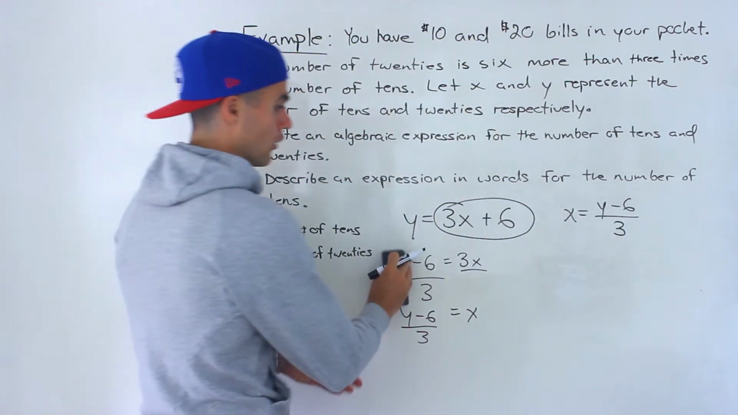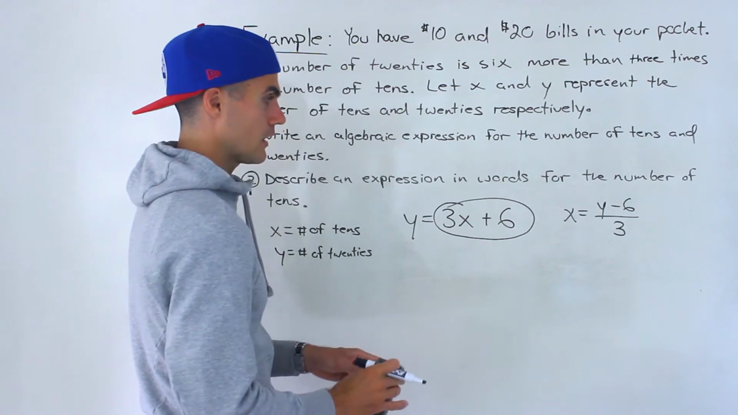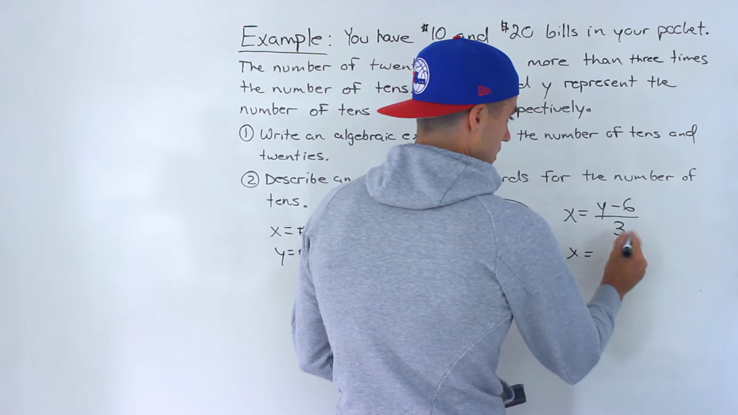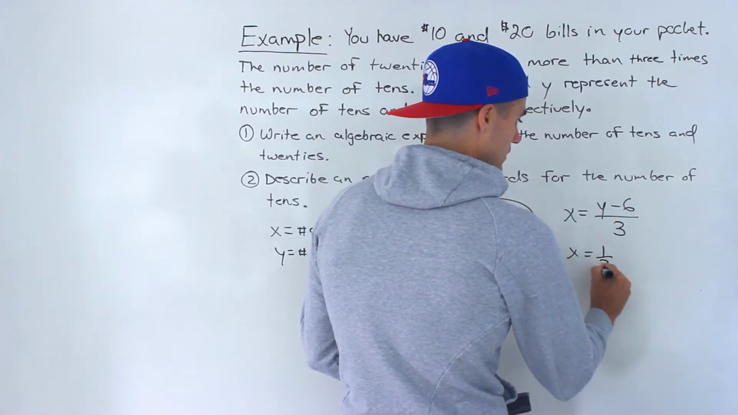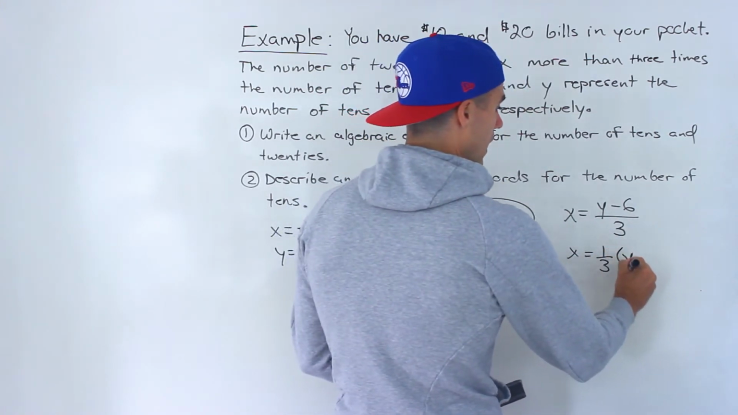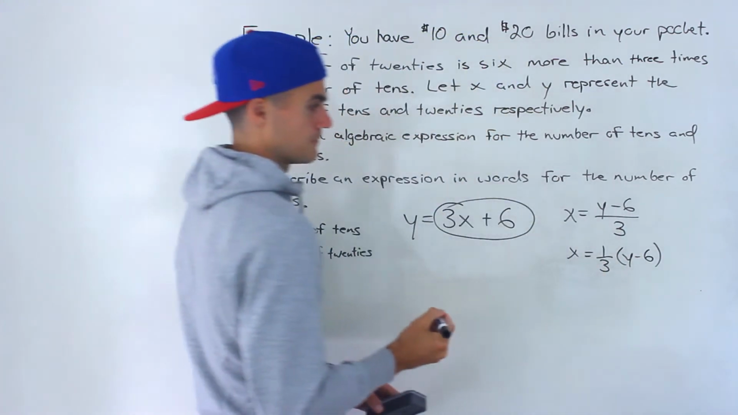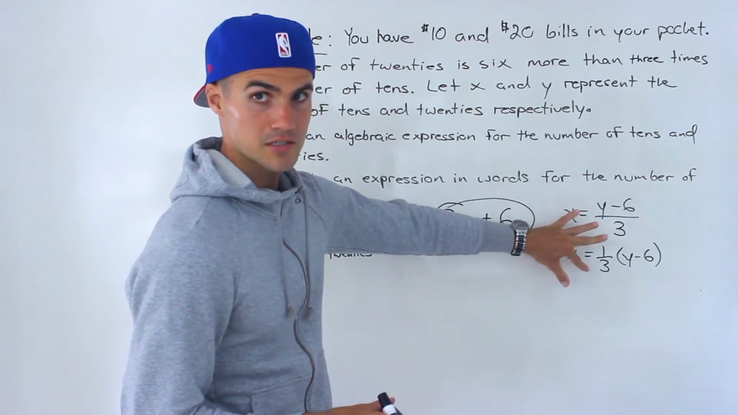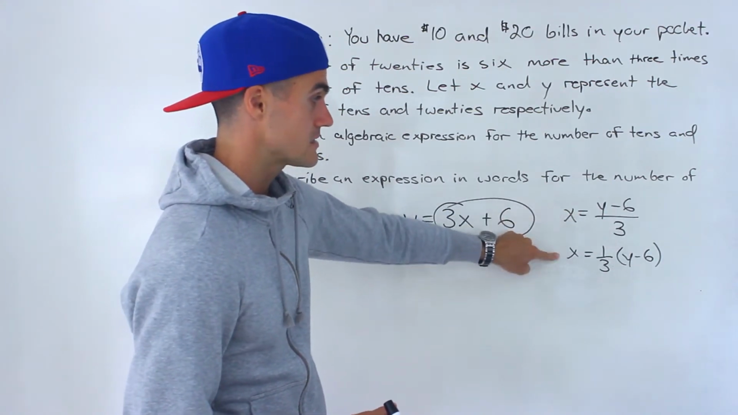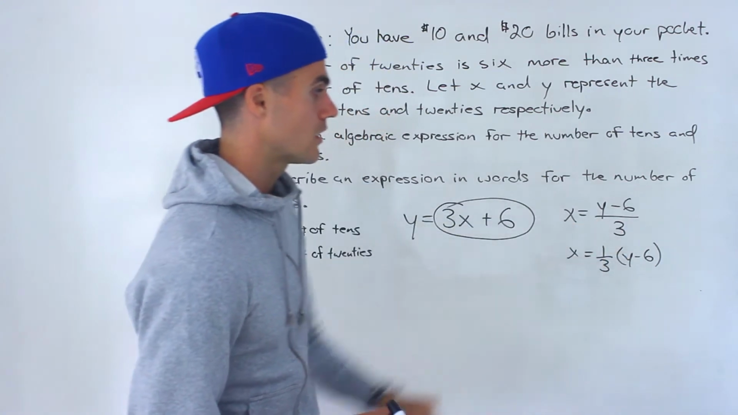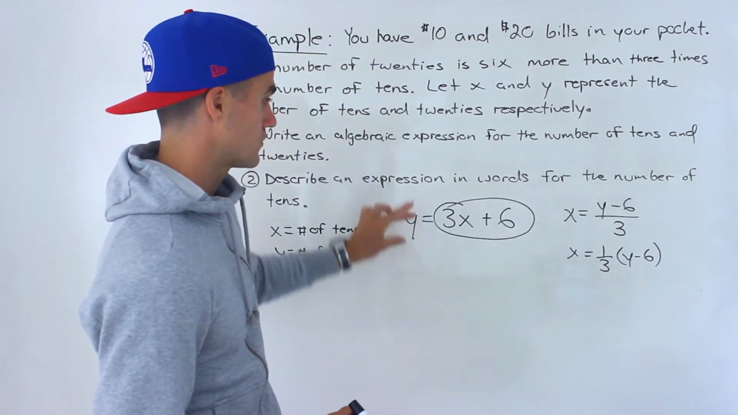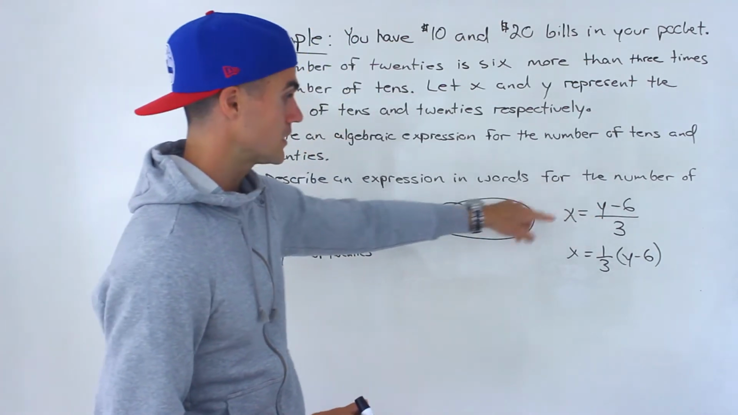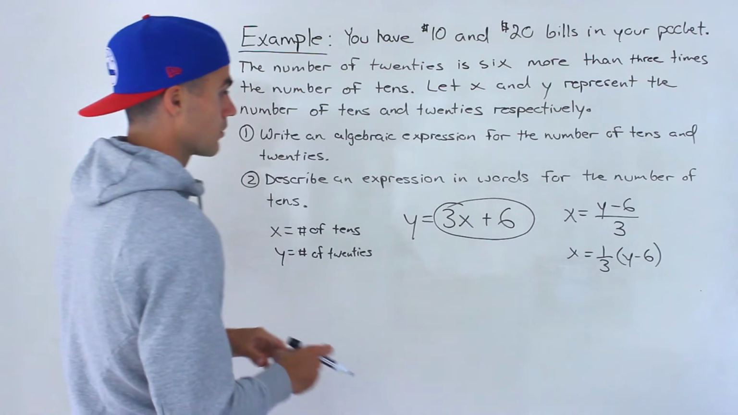Another way to show this, and it's actually going to help with number 2, is you could take this 3, put it on the outside, be like 1 over 3, and then (y minus 6) like that. Right? So both of these are the same. Both of them are algebraic expressions for the number of 10s in terms of the number of 20s. So we got the number of 20s in terms of the number of 10s, number of 10s in terms of the number of 20s. So both of these are the answers to number 1.